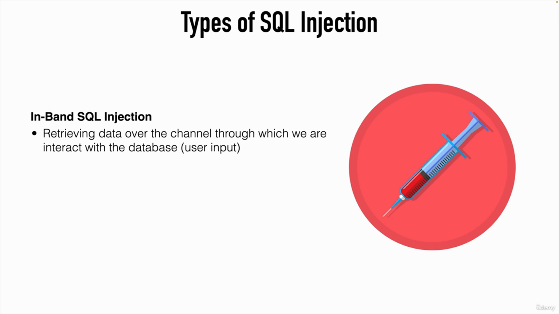If we're putting SQL commands into a username or a password box in order to retrieve data, that's an example of in-band SQL injection. We also need to know about out-of-band SQL injection attacks, although notably these are not nearly as common, and that's because they're much more difficult to achieve successfully. They rely on the database server's ability to make DNS or HTTP requests in order for that data to be delivered back to the attacker.